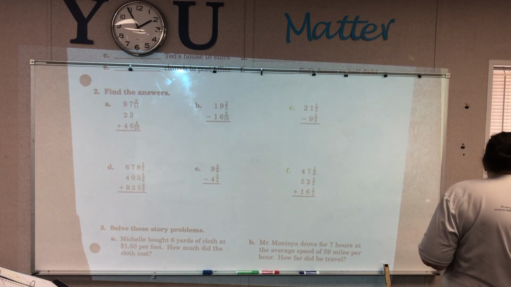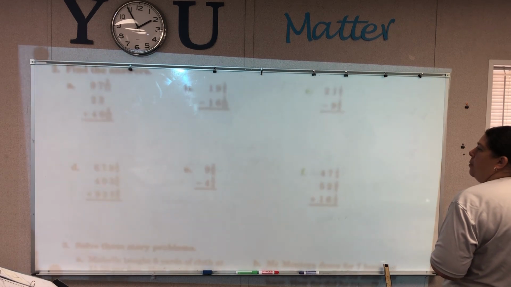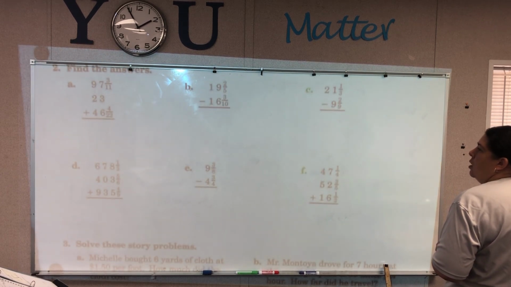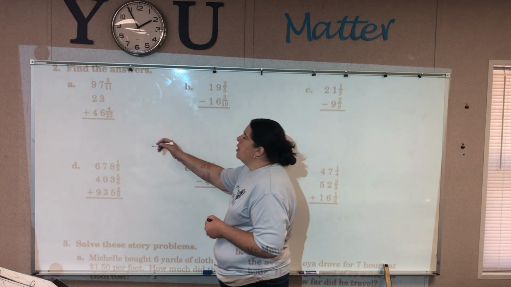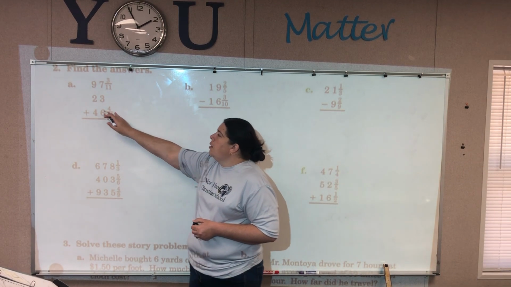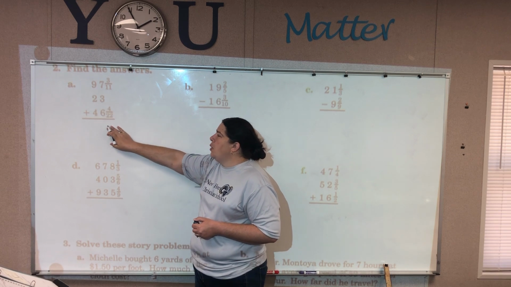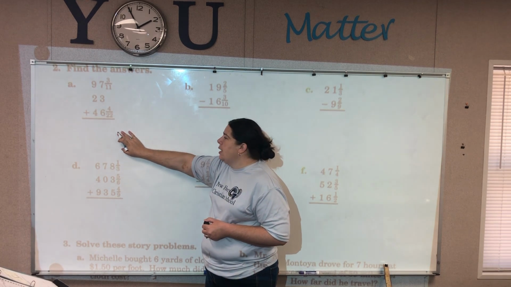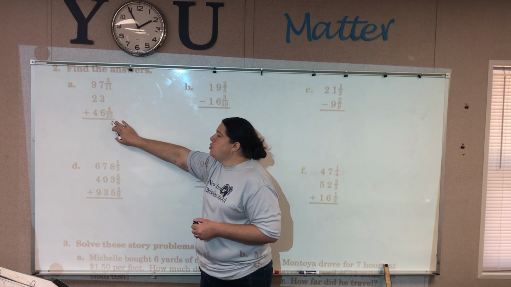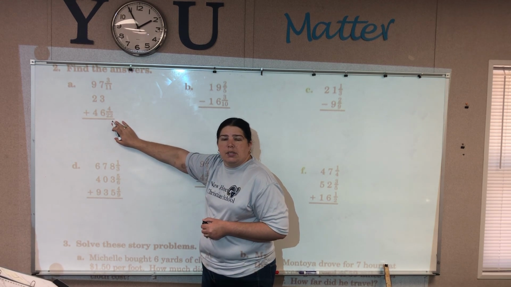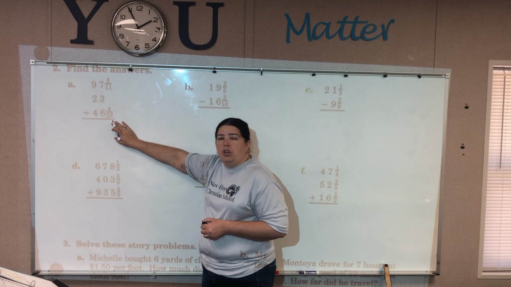Again, you have your paper. I can make this one a little bit bigger. Hopefully you can see that now. And we have 97 and 3/11 plus 23 plus 46 and 4/22. Again, you have this paper. Can you add or subtract fractions with different denominators? No, you cannot.